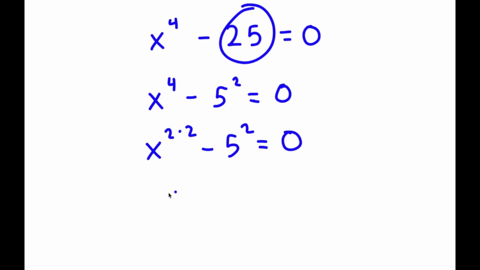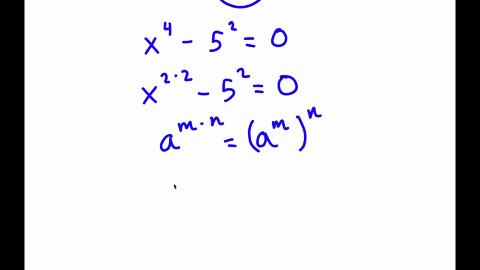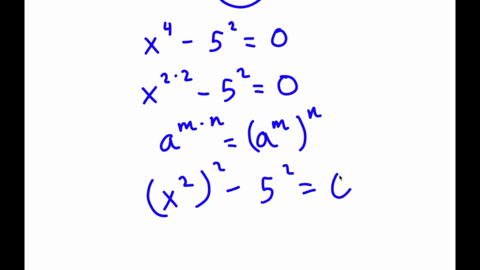Now if I have something in the form a to the power of m times n, this is equal to a to the power of m to the power of n. So x to the power of 2 times 2 I can write as x to the power of 2 to the power of 2. Now I have this minus 5 squared is equal to 0.